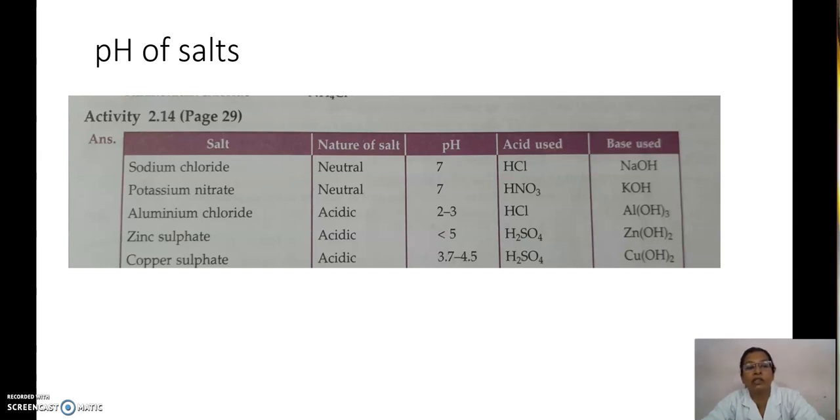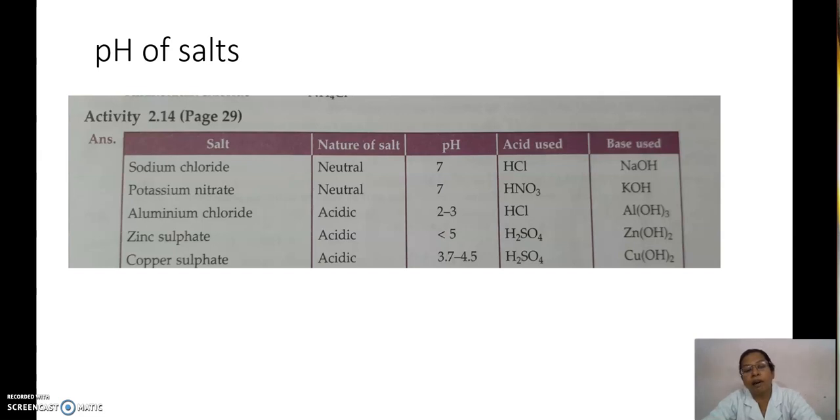The next activity in your textbook, that is activity 2.14 on page number 29, you have to find out the pH of the salt. The pH of the salt we can find out using the universal indicator, that is pH paper, and we can check what are the colors formed on the pH paper. So sodium chloride, when we are checking, take a little sodium chloride, add a little water and dissolve it properly and take 1 or 2 drops and dip them in the pH paper.